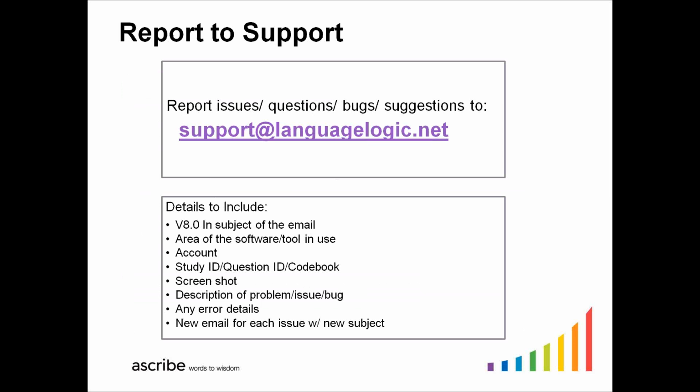We do ask some details to be included in those emails. Basically, we like you to put version 8.0 in the subject of the email. And then, of course, the area of the software, the tool in use, your account, always important, study ID, question ID, codebook or codebook ID, a screenshot if possible, a description of the problem, issue, or bug, any error details, and of course we ask for a new email for each issue with a new subject. This is mainly so the support team can properly deal with these things. And responding to version 8.0 emails will come after responding to live work.